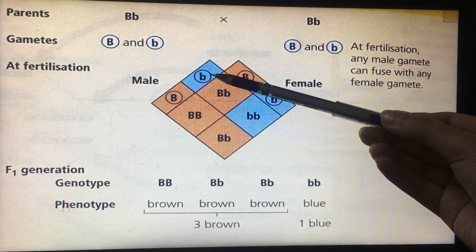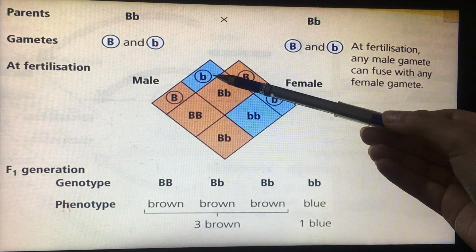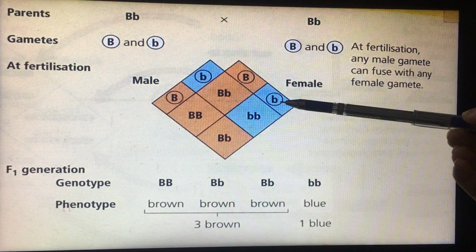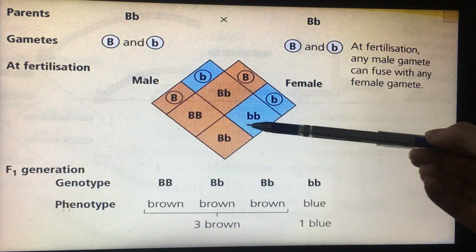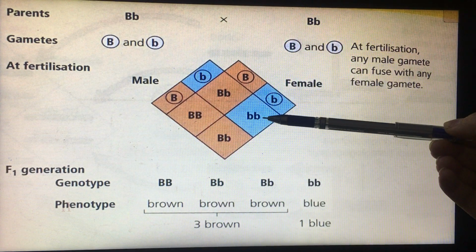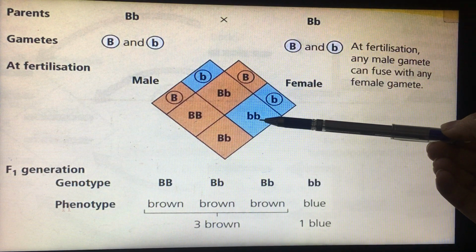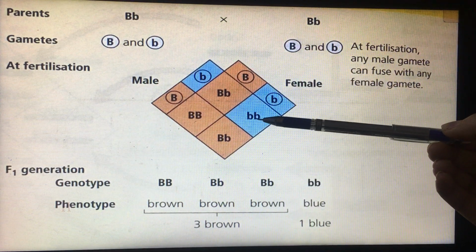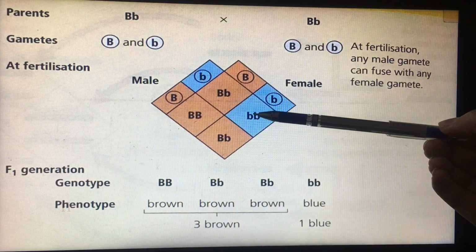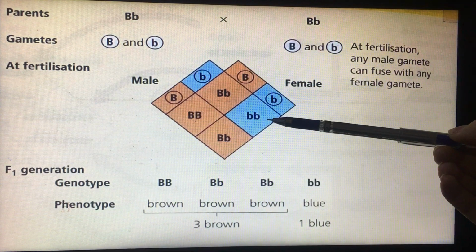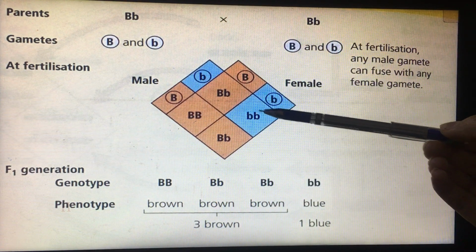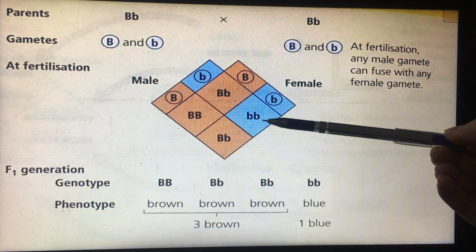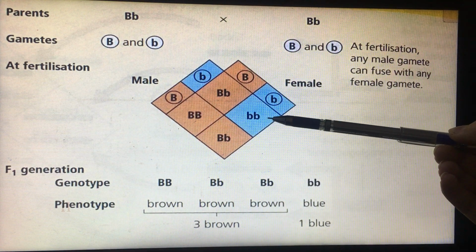Now what will happen when B small from the male, which is a recessive gamete, fuses with a recessive gamete from the female? That will produce B small, B small. B small B small means a homozygous offspring has blue eye color. So here, because we have two recessive gametes, the eye color is blue.